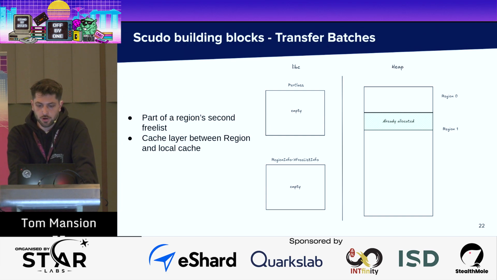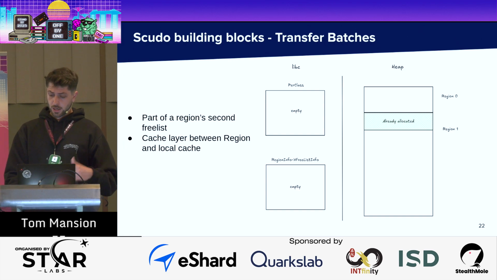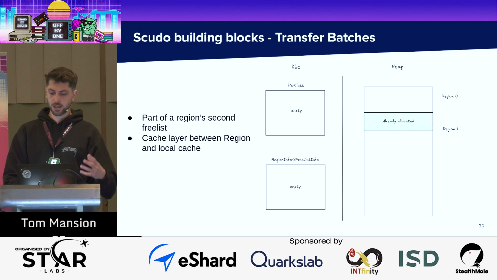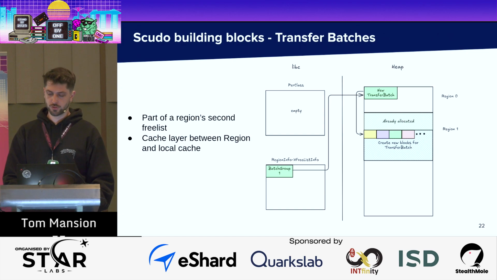So here we have a scenario where there are chunks already allocated in region 1, but its local cache is empty. So if we want to allocate more chunks, we have to refill the cache first. So the way Scudo does this is by carving out a big block of memory right after the end of the already allocated chunks and dividing it into equally sized blocks. There's only one size of chunk per region, so we know the size of the blocks. Then a transfer batch will be allocated to store pointers to these chunks. But before copying the pointers over to this transfer batch, the allocator will shuffle them. And this is where the randomness is introduced.